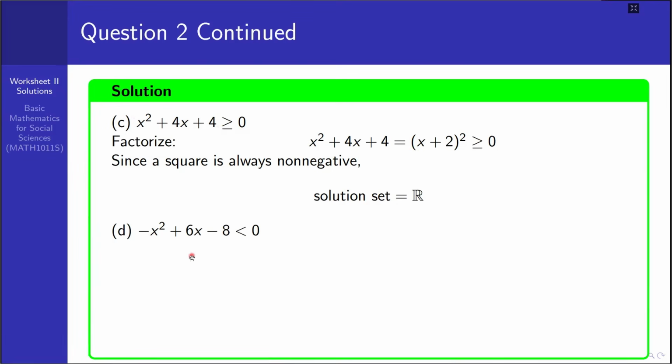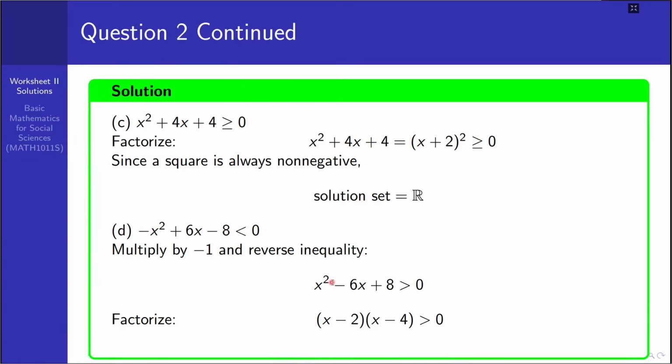D: minus x squared plus 6x minus 8 is negative. Therefore, again, if we multiply this by -1, just to make the leading coefficient positive, we have the inequality x squared minus 6x plus 8 greater than 0. It was less than, because if a given inequality is multiplied or divided by a negative number, the sign of the inequality must be reversed or simply changed.